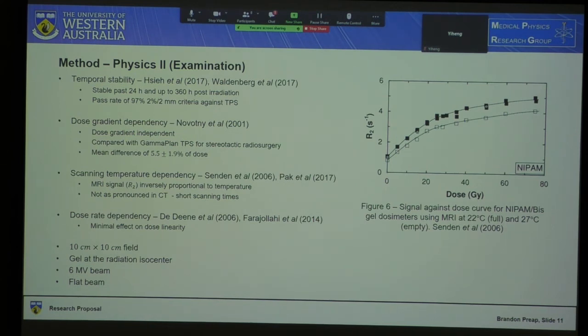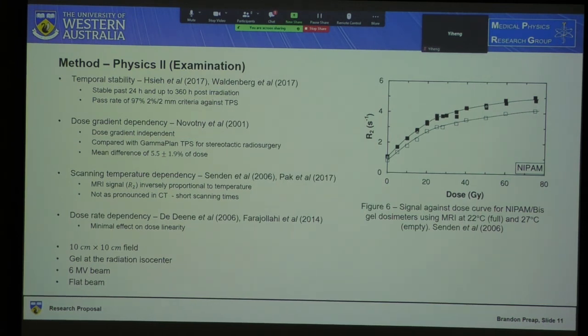One of the problems with gels is differences between different batches. So you're going to do that kind of investigation? Sorry? Independence of making batches. Yes. So batches may be slightly different in their response. Yes, so I'll be making multiple batches.